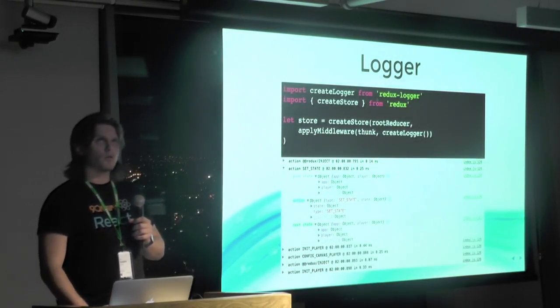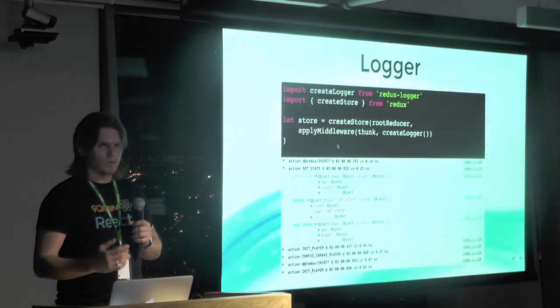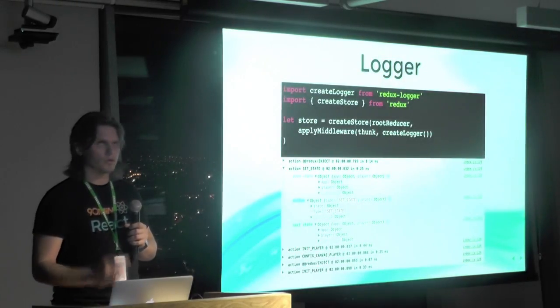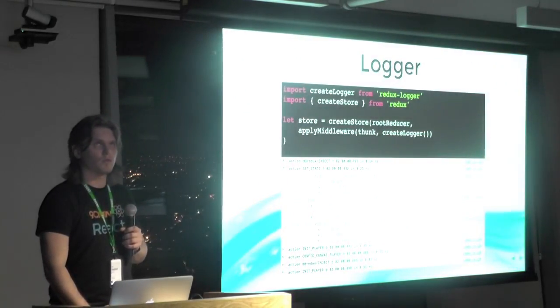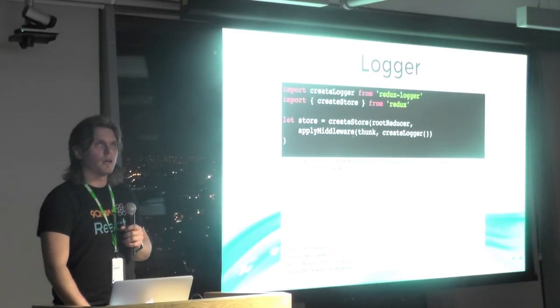It's an API package called Redux Logger. In order to use middleware, we create our store, our single store in Redux, passing it the applyMiddleware function. I forgot to import it, but it's from Redux, and I pass a list of middlewares.